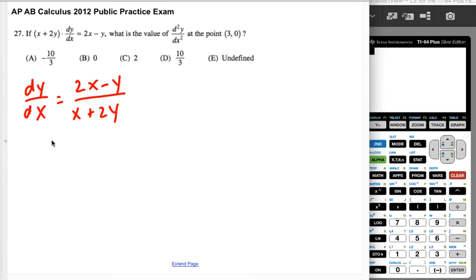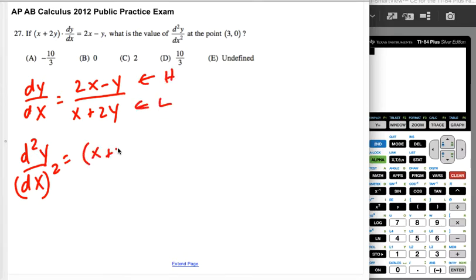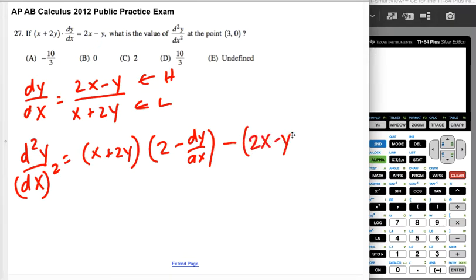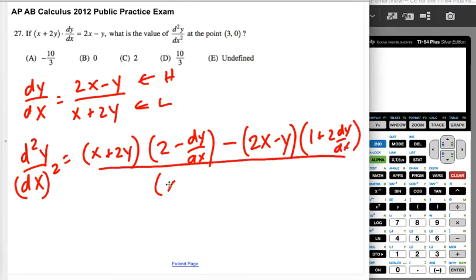I don't think it's worth it. So I'm going to do this first, and then I'm going to differentiate. So d squared y over dx quantity squared is going to be, and now I need the quotient rule. So here's my high function, and here's my low function, right? So low d high is going to be a 2 minus a dy/dx, which we'll deal with in a sec, minus high, which is a 2x minus y, d low, which will be a 1 plus a 2 dy/dx. Again, we'll deal with that in a sec. Draw the line, square the low.